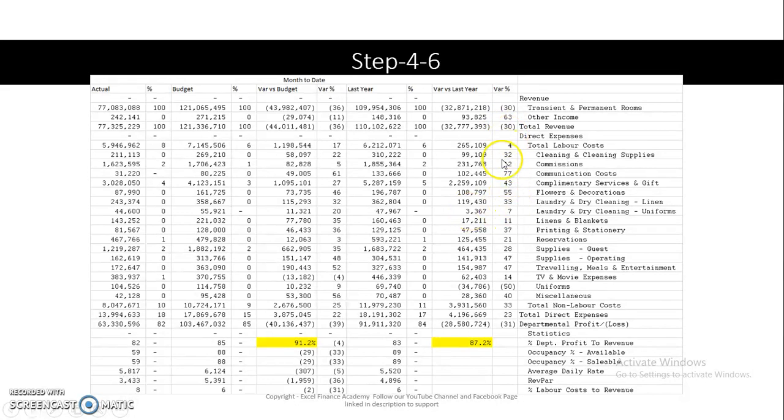And now the labor is only down by 4%, which means most of the labor is fixed. So we are not able to influence the labor cost here. The reason being is fixed.